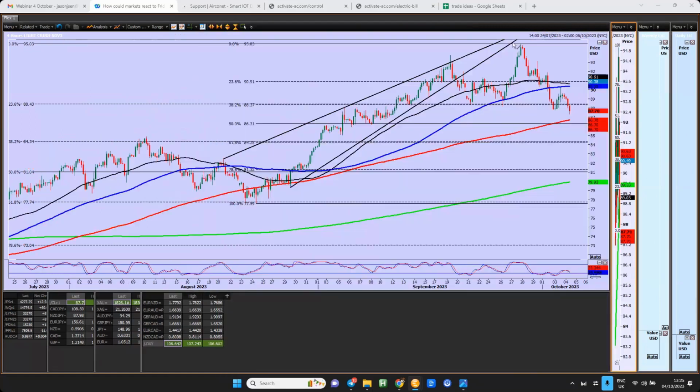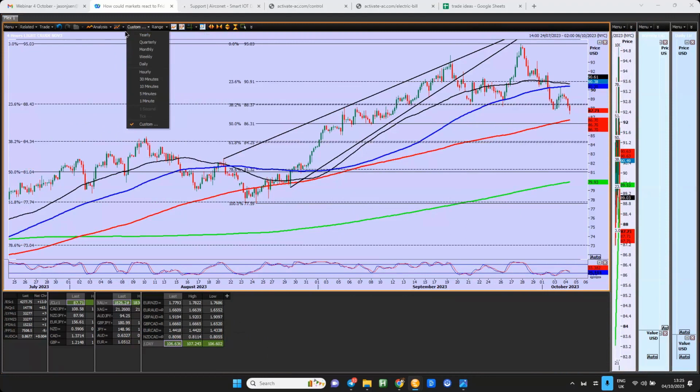Right, so this is the 4-hour chart. I'd almost argue this is a head and shoulders pattern. It's a weak argument, but anyway, we're at quite a critical point. We have broken the 23.6% and the 38.2% fib levels. So I'm going to put trend lines all over this now.